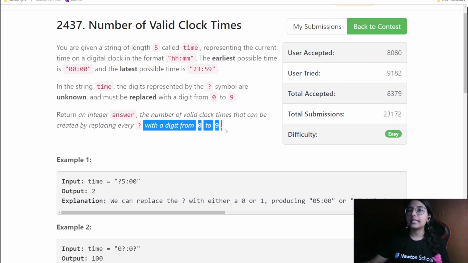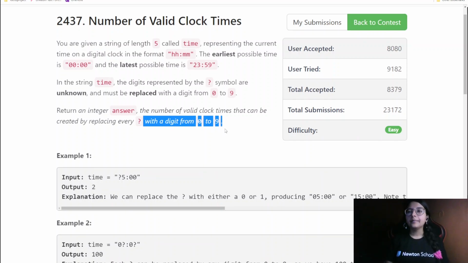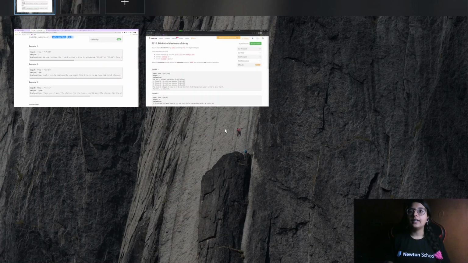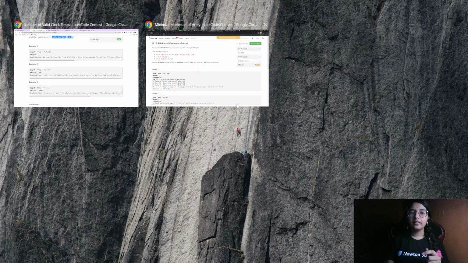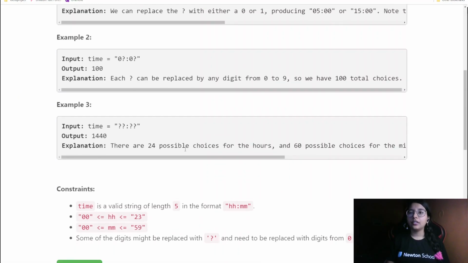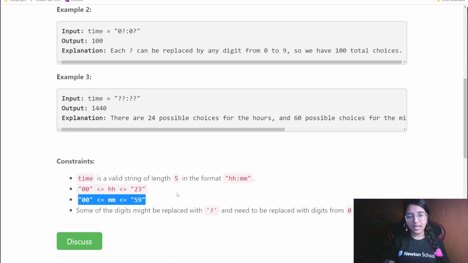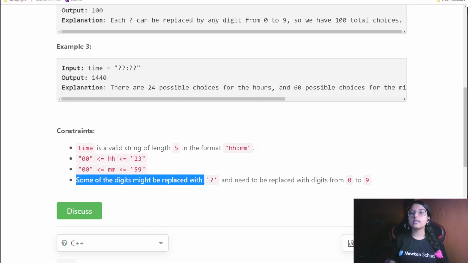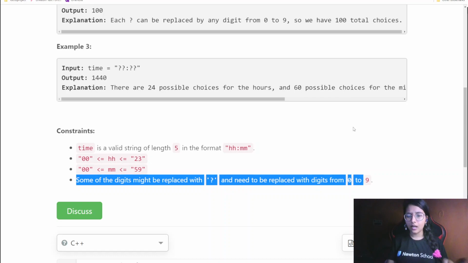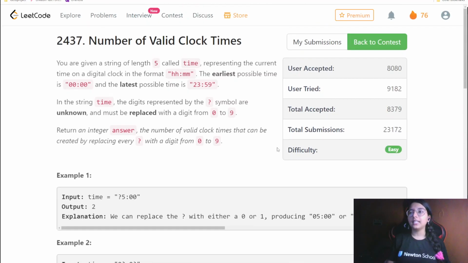So what I want to say is, even if you see the constraints, here you can check that time is a valid string of length 5, and then the limit of hours is this and the limit of minutes is this. So according to these limits only, we are required to go ahead with our solution. Some digit might replace the question mark, and we are required to replace it with a digit from 0 to 9.